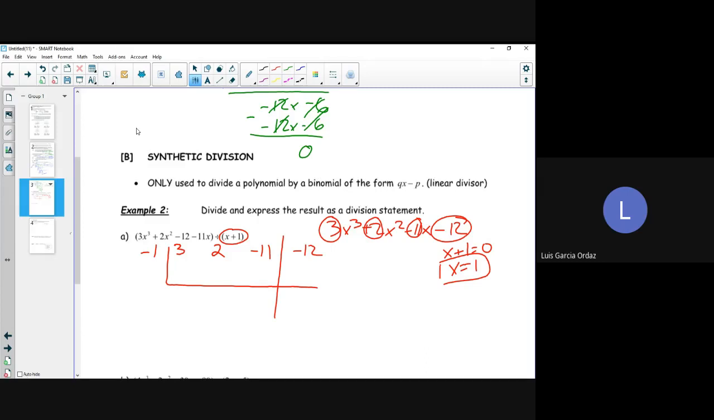So what you're doing here is you're just doing addition each time. I find it easier. Some of you may find it confusing, but choose whichever way you find easier. First we're dropping the 3, and just like regular long division, we're taking this number and multiplying it by our factor. So what is 3 times negative 1? And you plug it into the next empty spot. What's 2 plus negative 3?